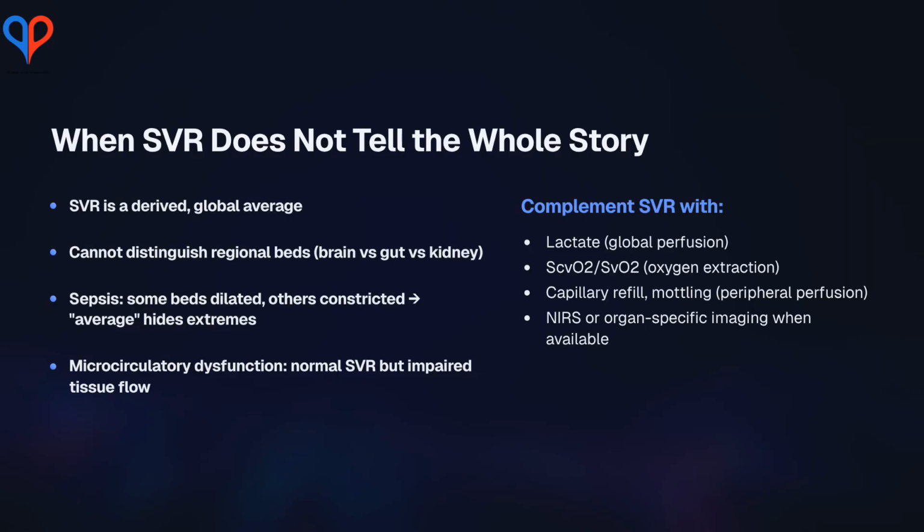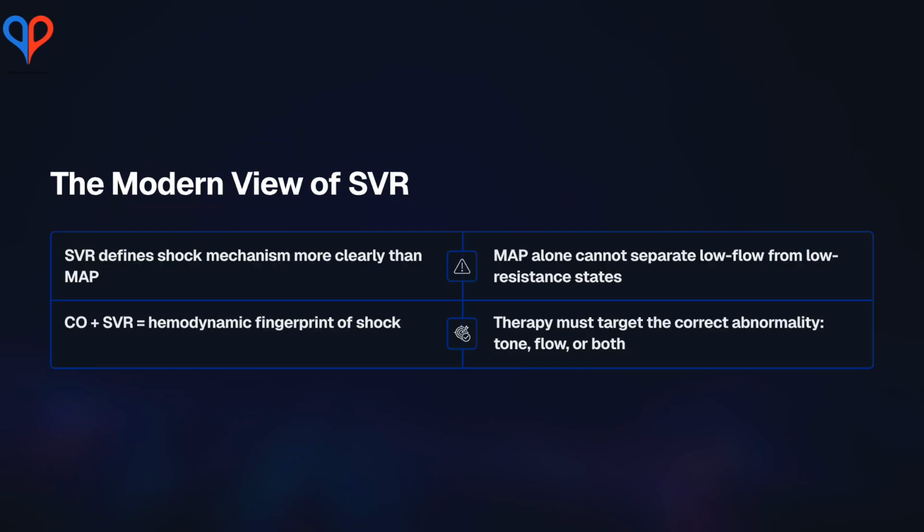SVR has important limitations. It is a derived global average that cannot capture regional heterogeneity or microvascular dysfunction. In sepsis, for example, some vascular beds may be profoundly dilated, while others are constricted, yet SVR reports only a single average number. Normal SVR does not guarantee normal tissue perfusion if microcirculatory shunting, capillary leak, or endothelial dysfunction are present. For this reason, SVR must be complemented with lactate, ScvO2, capillary refill, skin findings, and, when available, regional perfusion tools like NIRS. The modern view of hemodynamics is that SVR, interpreted alongside cardiac output, defines the shock mechanism far more accurately than MAP alone.